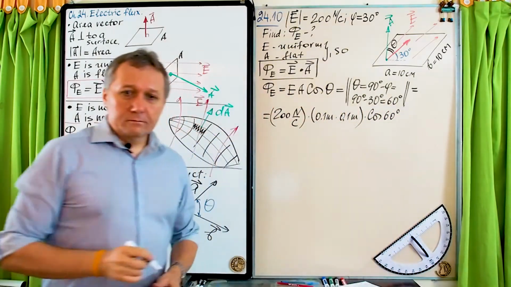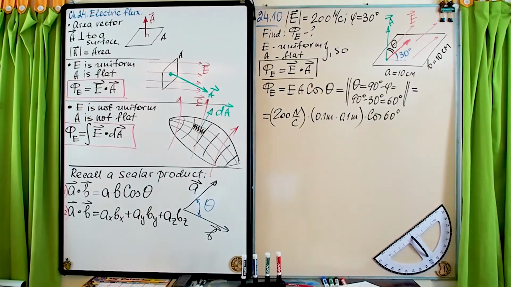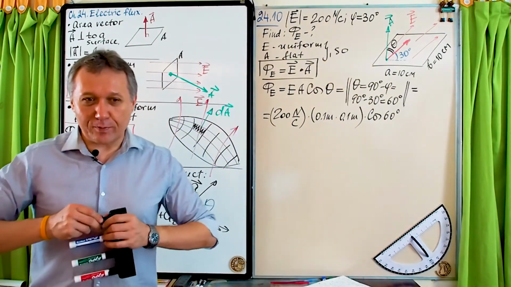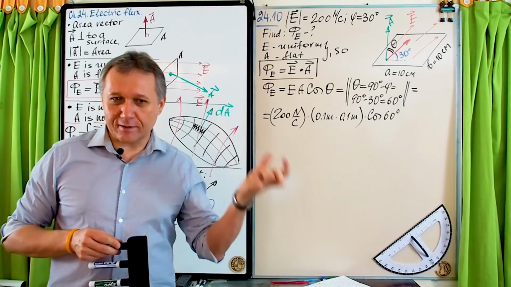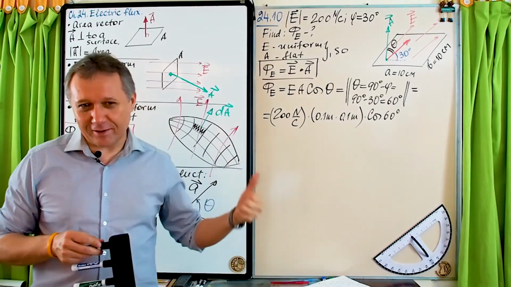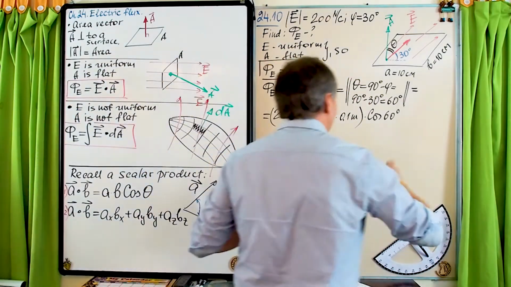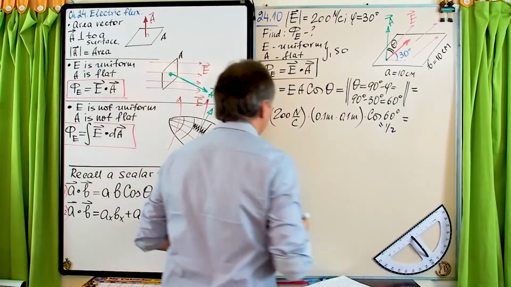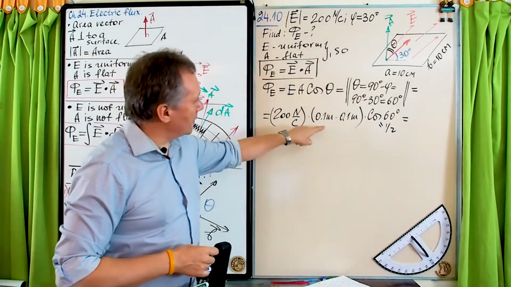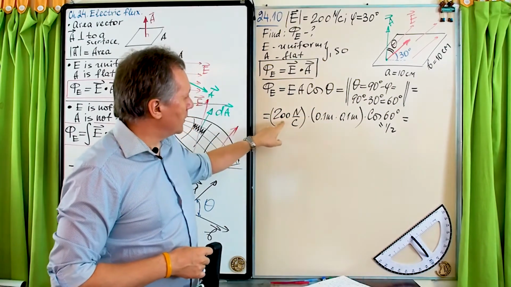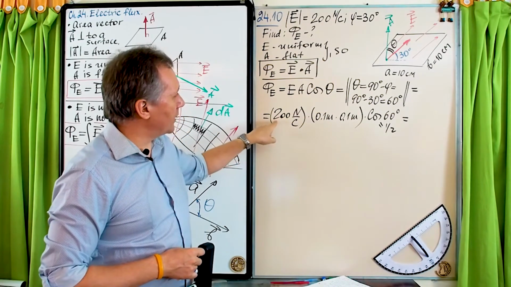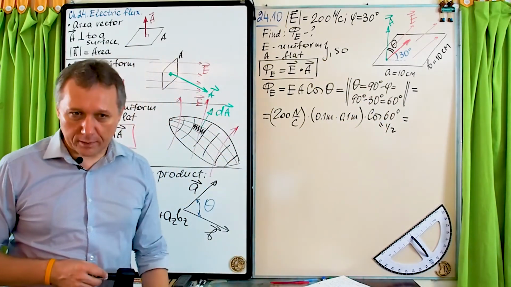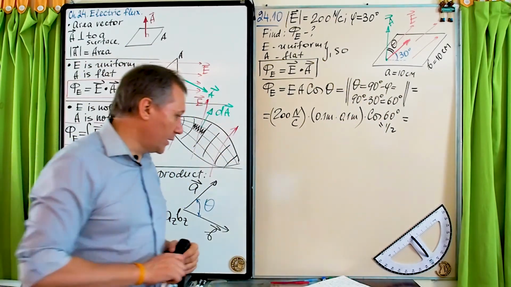Cosine of 60 degrees I remember by heart, because when I was an undergrad student, our professor used only angles 0, 30, 45, 60, and 90 degrees. So I remember all of them by heart. So it's 1 over 2, right? And we will get, as a result, here 1 over 100. 2 zeros will disappear. We will have 2 over here, and then 1 over 2, so we will get just 1. All right, the flux will be 1.